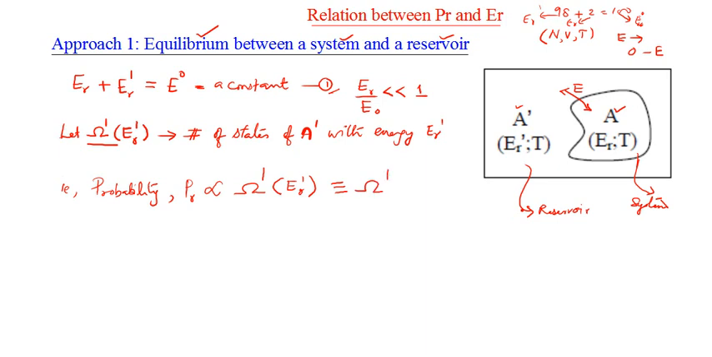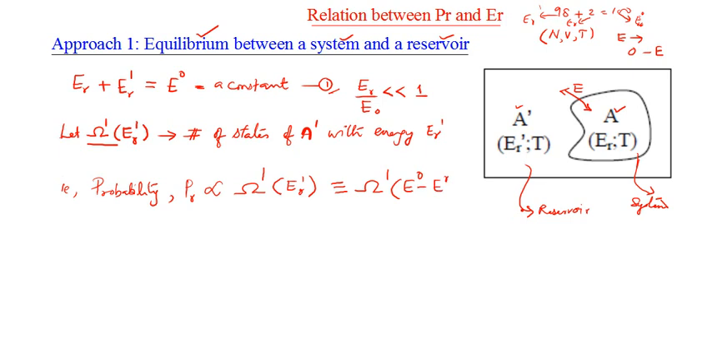Instead of E_R prime, I can use equation number 1. What is E_R prime? Can you write E_R prime as what? E_R prime can be written as E naught minus E_R. So this is omega prime of E naught minus E_R.